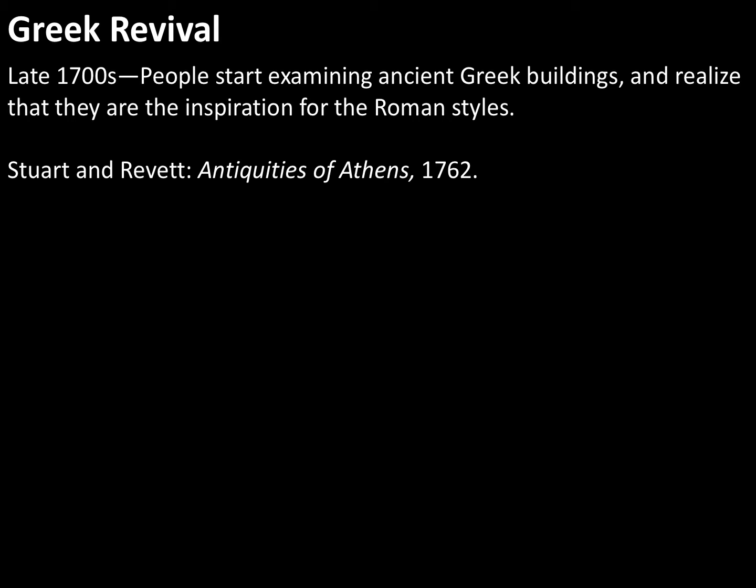And this started in the late 1700s when more people from Western Europe started examining actual Greek buildings from ancient Greece and realized that they were the inspiration for the Roman styles. So all of a sudden, all of those Roman styles that everyone thought was the baseline of what is classical, everyone started to realize no, they were adapted from a previous style. So we start to have a throwback to ancient Greek looks. And this Antiquities of Athens book from 1762 was one of the things that drove this idea forward.